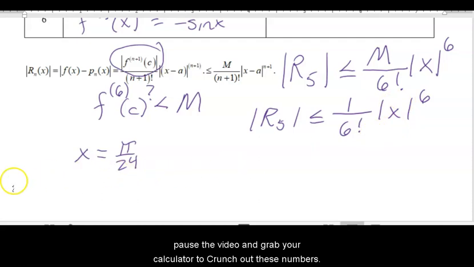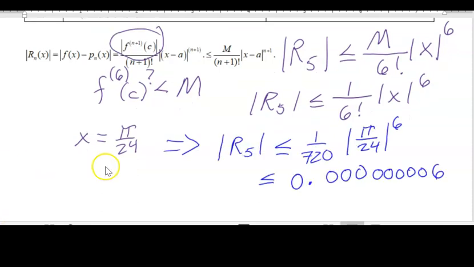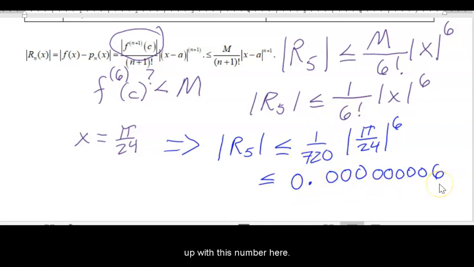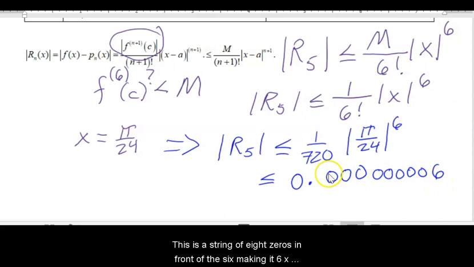You may want to pause the video and grab your calculator to crunch out these numbers. After plugging pi over 24 in place of x, raising it to the 6th power, and dividing by 6 factorial, which is 720, you end up with this number here. This is a string of 8 zeros in front of the 6, making it 6 times 10 to the negative 9th power. In other words, this is a highly, highly accurate value for the sine of pi divided by 24.